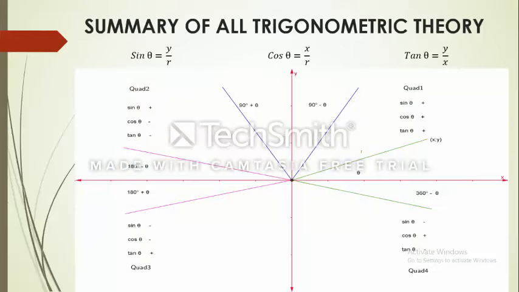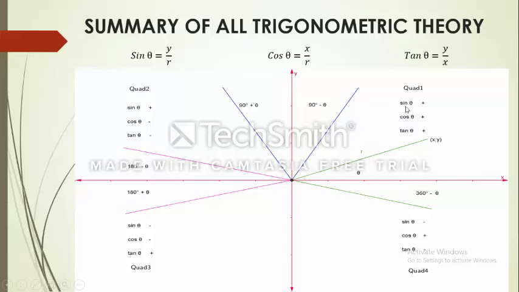This is a summary of all the trigonometric theories. The first one, as you can see there, sine theta is equals to y over r, cos theta is equals to x over r, tan theta is equals to y over x. You will remember that when you were doing this topic, you learned about 4 quadrants. These quadrants are named in an anti-clockwise direction, starting from quadrant 1, to quadrant 2, quadrant 3, and quadrant 4.